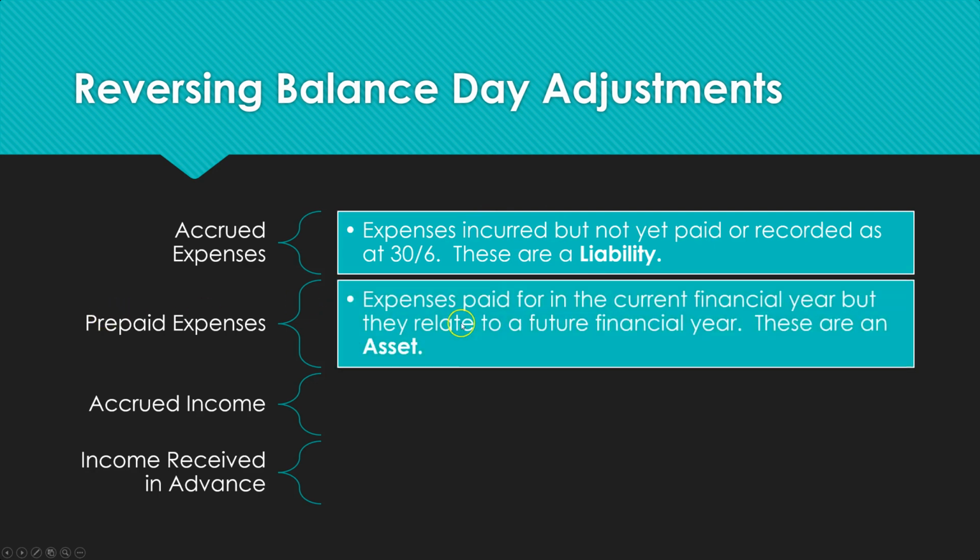So prepaid expenses is the next one. Now these are where you have paid for a period of an expense that relates to a future financial year. And this is that insurance example that I covered off at the start of this session. Okay, so with a prepaid expense, we take the amount that relates to next financial year, and we take it out of whatever expense account it's in, and we put it into an asset. So that's why it says these are an asset.